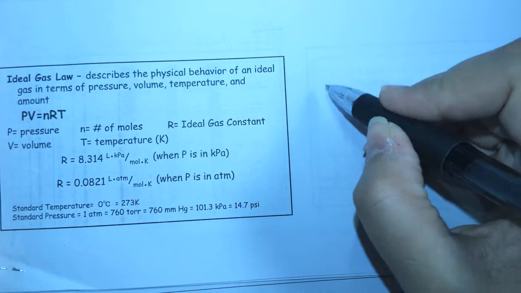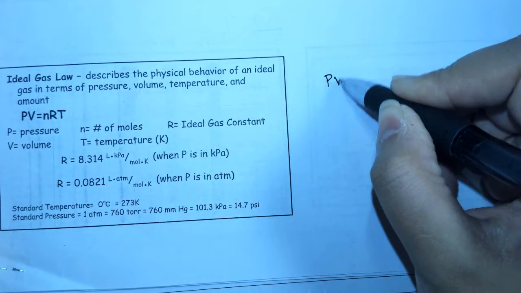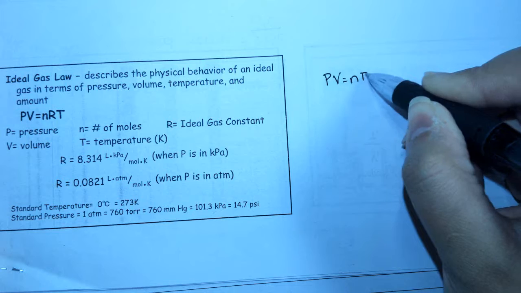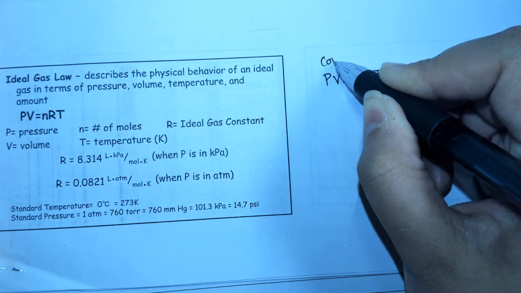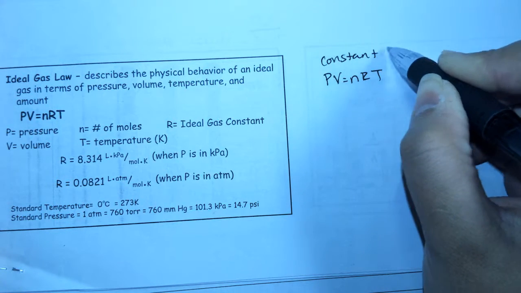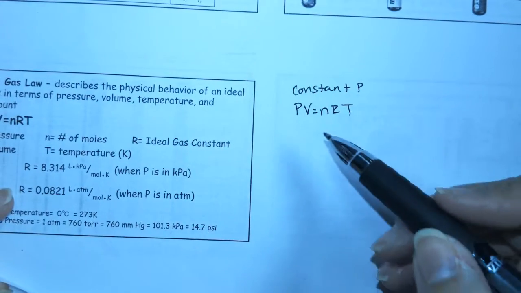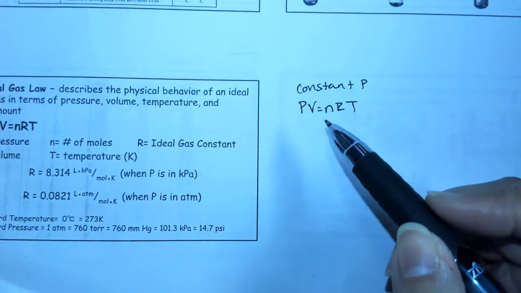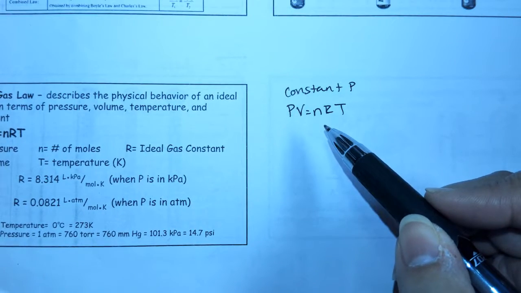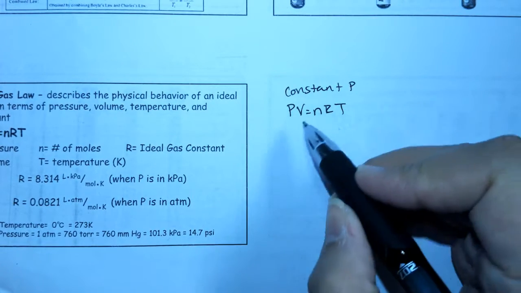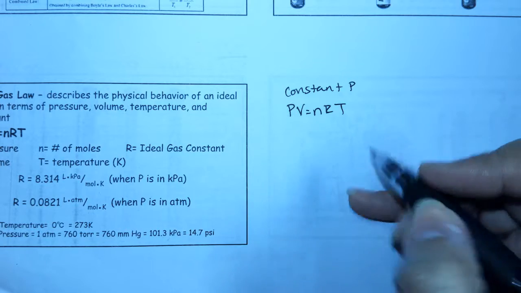Okay, so let's just say we took a gas and it had constant pressure. Okay, so with this gas, we know R is a constant, and then we are looking at a constant amount of this gas. Okay, so with this in mind, I'm going to put all of my constants on one side.